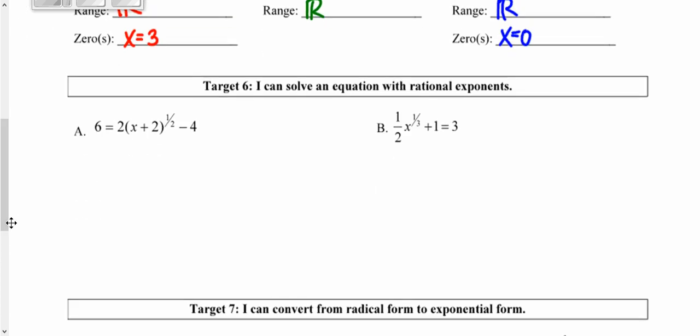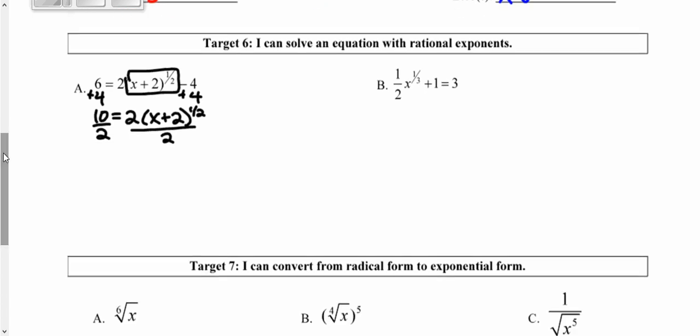Our next target is target 6, so solving equations with rational exponents. So our goal here is to get whatever's being raised to the exponent by itself. So in this case, on letter A, we're going to get all of this by itself to start off with, which means I'm going to start by adding 4. And then I'm going to get rid of that 2. I'm going to divide by 2, so make sure you don't distribute it.